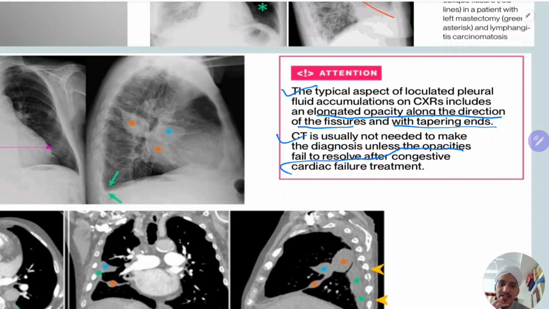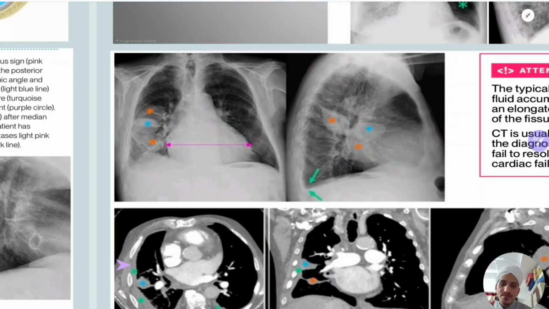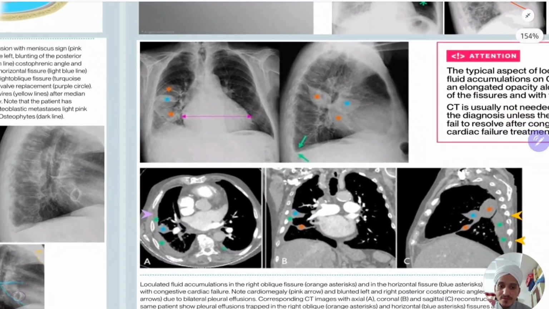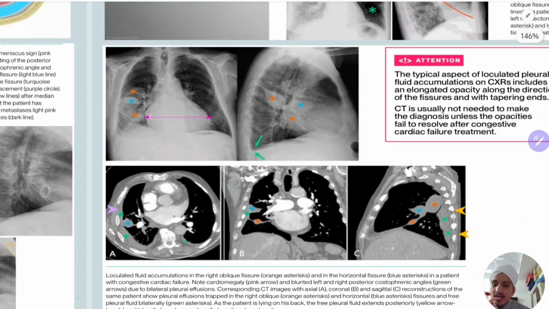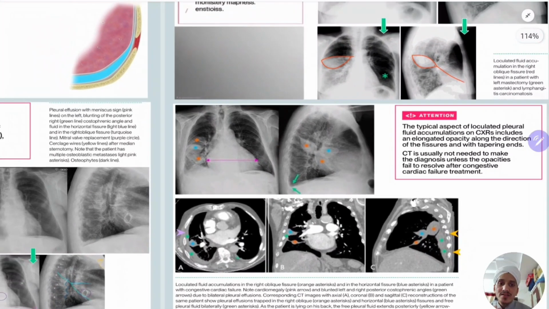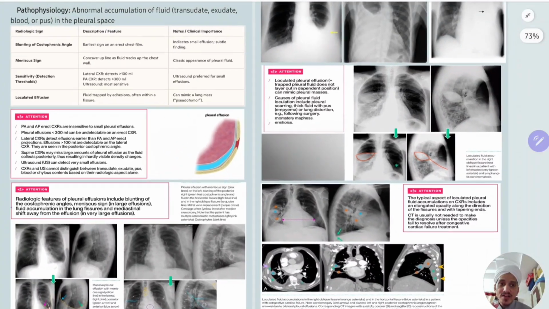That means these loculated effusions which you are seeing in the fissures are due to cardiogenic pulmonary edema. So you are able to see cardiomegaly also. That is a clue that it is due to cardiogenic pulmonary edema. So these are the corresponding CT scans. So this is the horizontal fissure, oblique fissure. This is the oblique fissure you can see. Okay, we are not concentrating more on CT scan. We are concentrating on chest X-ray.